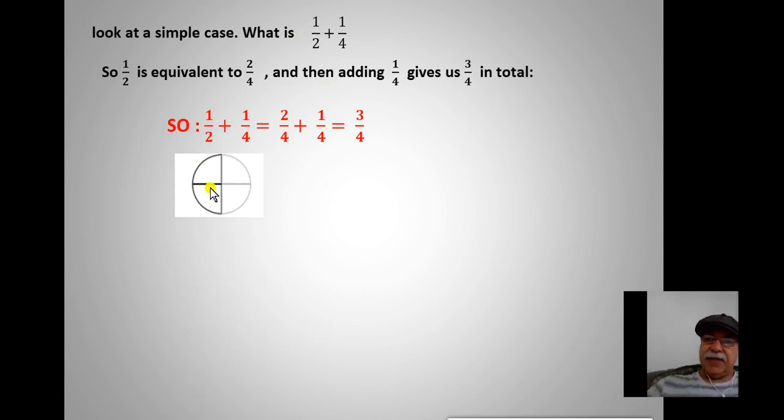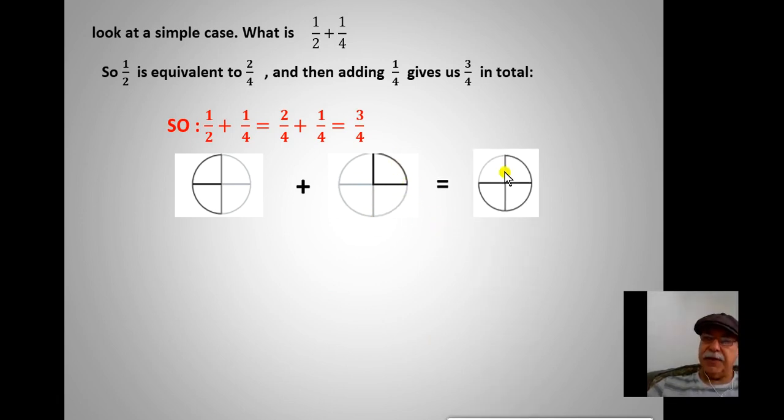You see this half, and this is a circle, and this part is for 4 parts. That's why I get half plus quarter. This one is a quarter from the 4. I get 3 quarters.